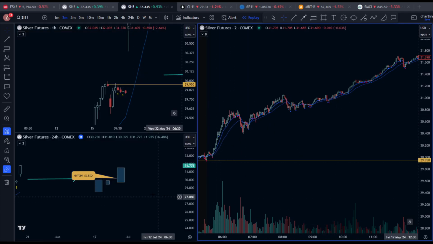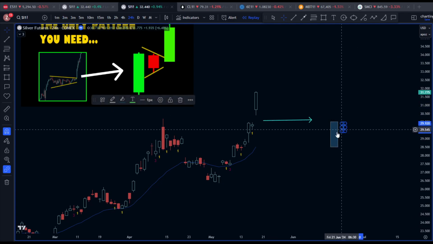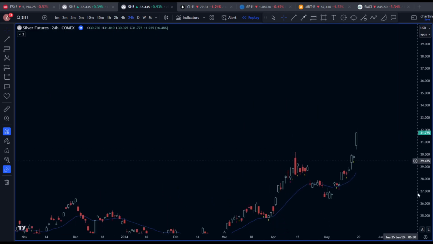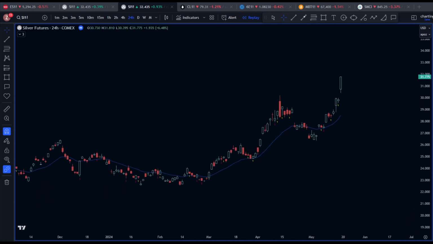So let's go through a real life example here in the chart of silver futures. I'm going to walk you through how you can structure a trade using this knowledge, because it's one thing to identify a name, but it's another thing to see what criteria have to be met, how to structure risk, and all that fun stuff.